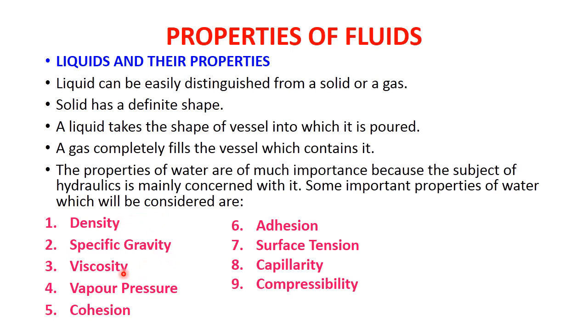Then one last point remaining here is liquids and their properties, because we are going to see the various types of fluid properties in the next lectures, but we have only listed some of the actual points, that is, properties of fluids. So a liquid can be easily distinguished from a solid or a gas. By sight also we can see how a liquid differs from a solid or a gas. A solid has a definite shape. A liquid takes the shape of a vessel in which it is poured, and a gas completely fills the vessel which contains it.